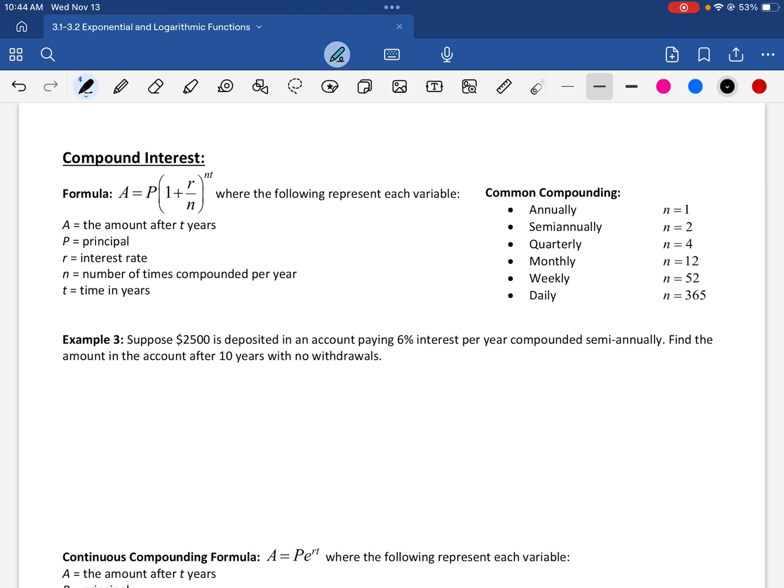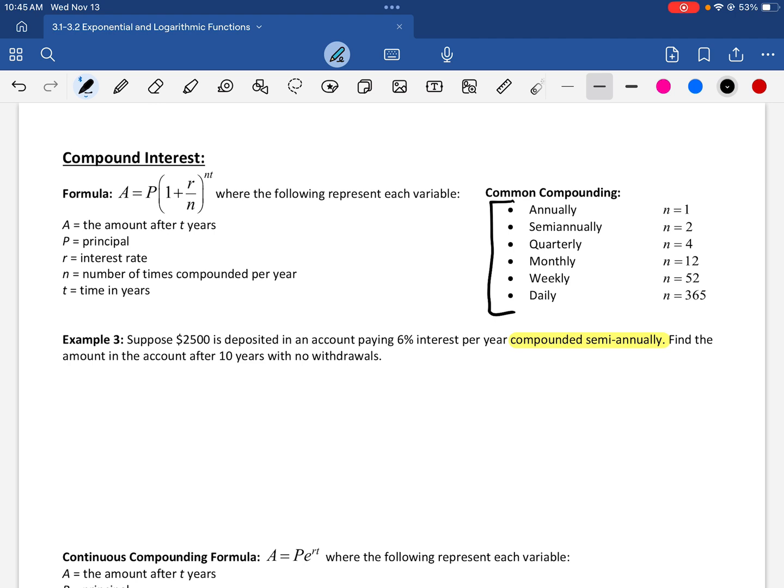Key things to look for in the problem are the word compounded and then one of these n values or words that come with it. Those would be the keys that tell you this is the formula you want to use. So if we read our first one here: suppose $2,500 is deposited into an account paying 6% interest per year, compounded semi-annually. Right there, that's the key, compounded semi-annually, that tells me this is the formula I want to use. It says to find the amount in the account after 10 years with no withdrawals.